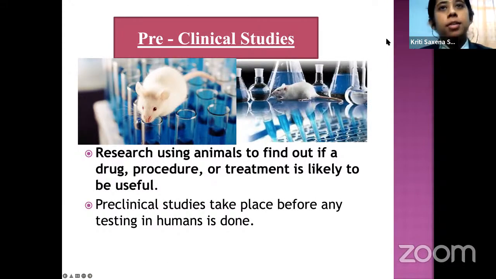So what are preclinical studies? The word preclinical itself signifies that we are going to experiment with our drug, intervention, or molecule in animals. It is the research using animals to find out if a drug, procedure, or treatment is likely to be useful. They take place before any human testing is done.